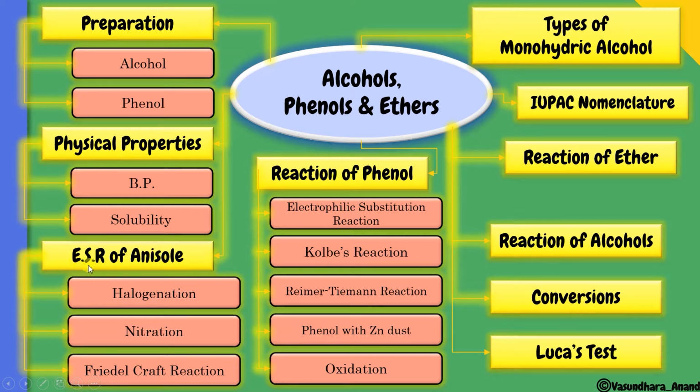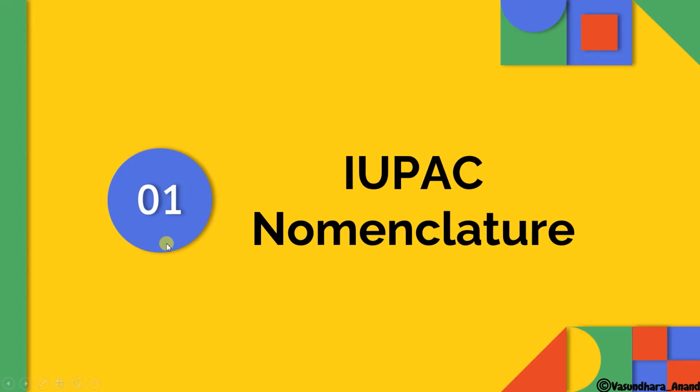And this is electrophilic substitution reaction for anisole, that is the benzene ring with the phenol only. So that we will do with phenol, and with anisole we will do some reactions. Okay, so let's start. In order, first we will start with IUPAC nomenclature.